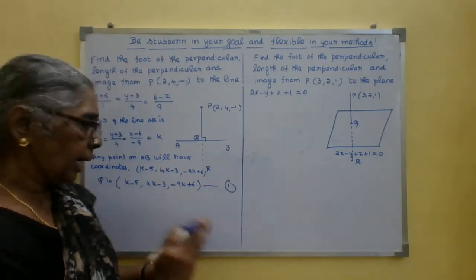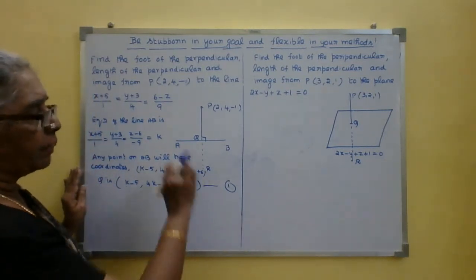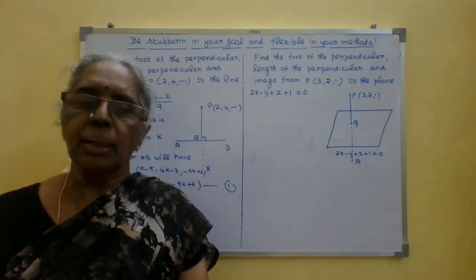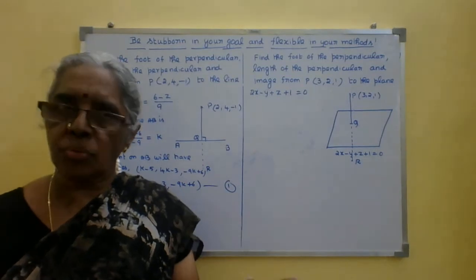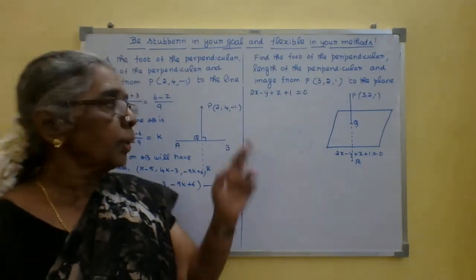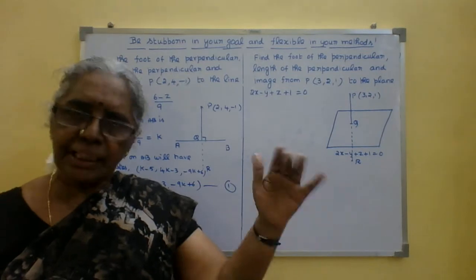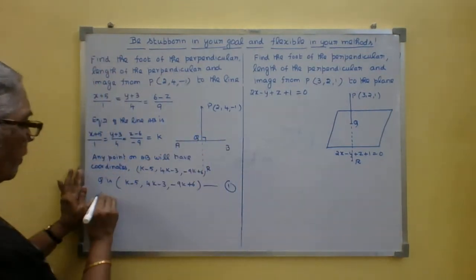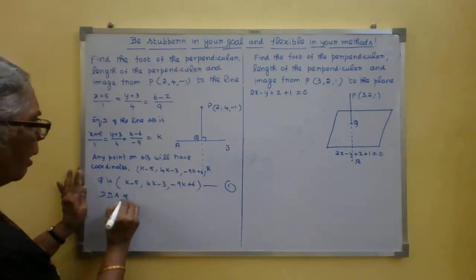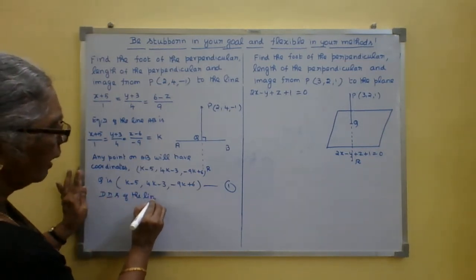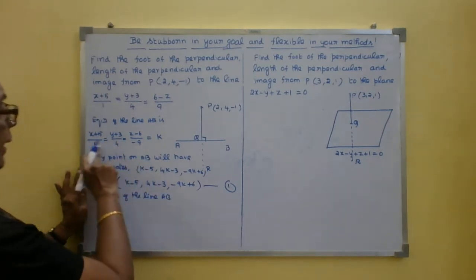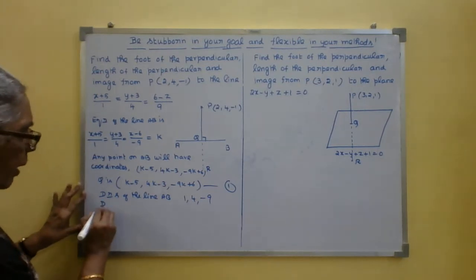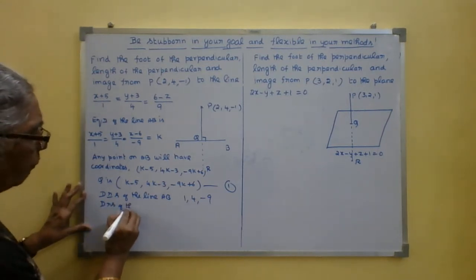Right? So now I am going to use the concept that the lines AB and PQ are perpendicular. If two lines are perpendicular, you know, the sum of the product of the DRs is equal to 0. That concept I will use to find the value of k. Once I find k, the rest is easy for me. So now I will write DRs of the line AB. Check the equation. You can write from the denominator 1, 4 and -9.